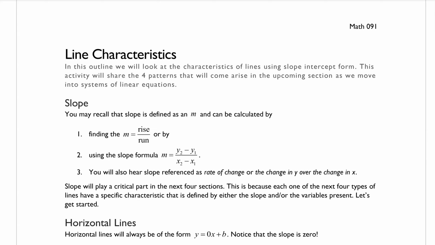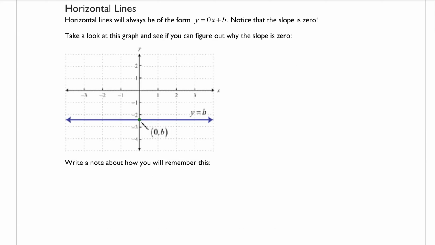Slope will play a critical part in the next 4 sections. This is because each one of the next 4 types of lines have a specific characteristic that is defined by either the slope and or the variables present. Let's get started. So let's talk about horizontal lines.